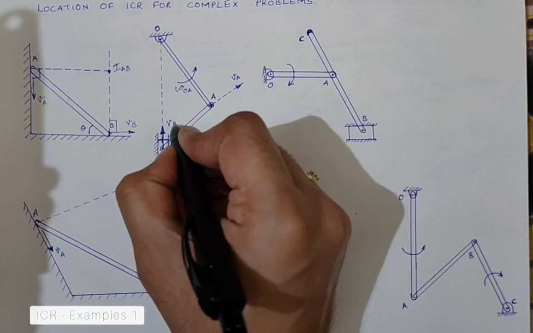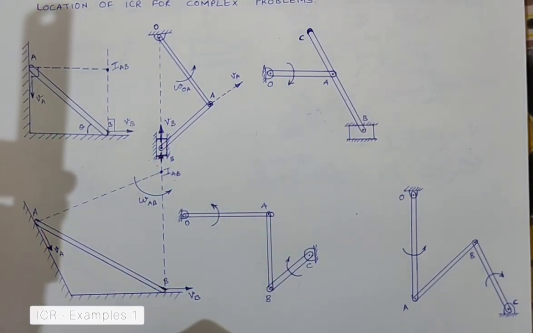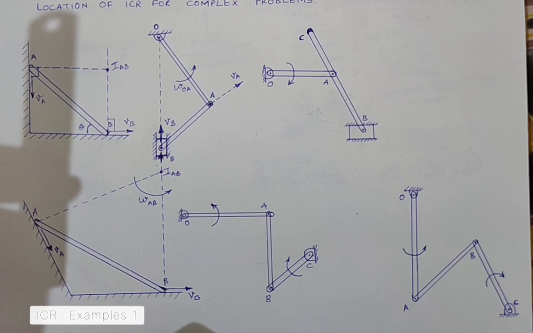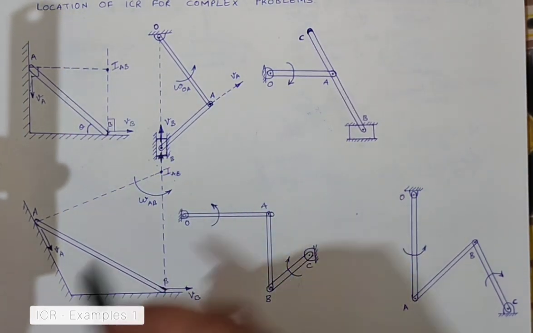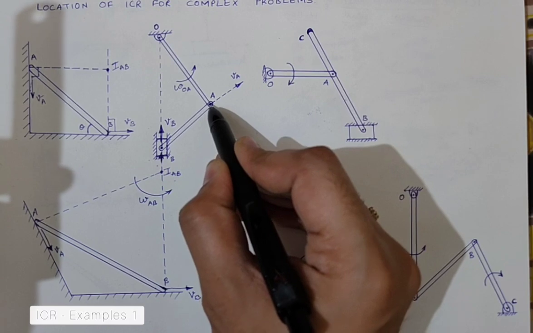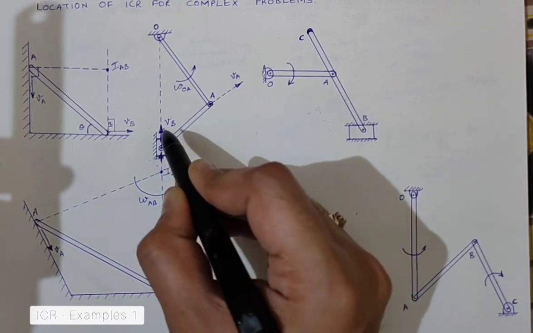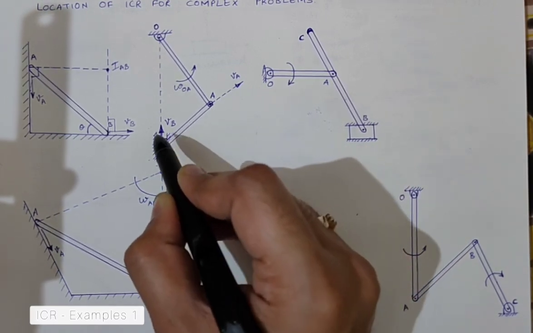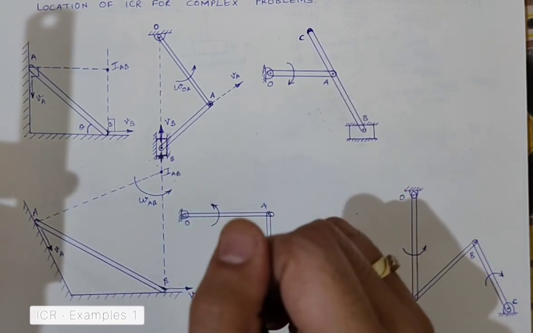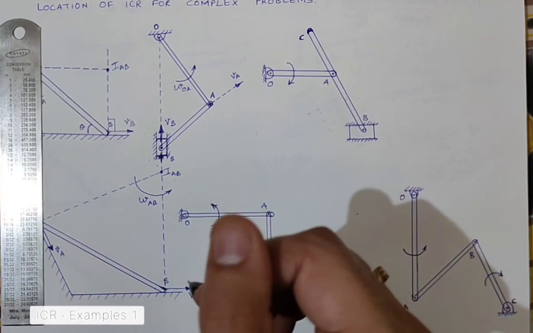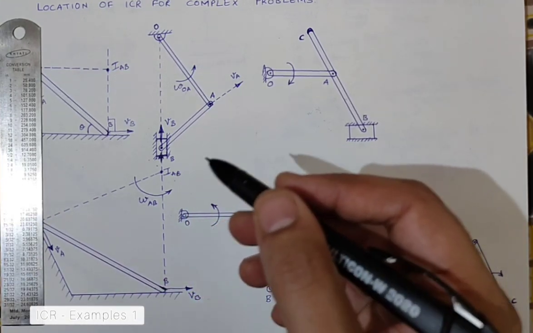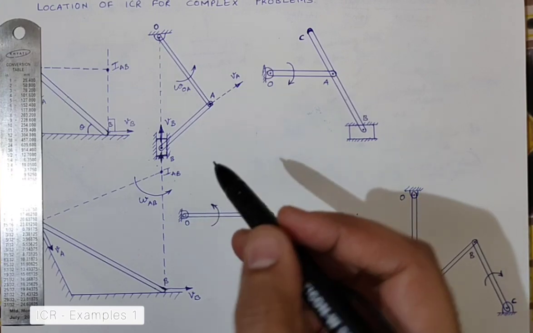So this becomes VB. In this case, people may have a doubt in their mind about how it is possible for us to get the velocities intersecting this time. So we are not going to intersect the velocities over here. We are going to intersect the perpendiculars of these velocities, and that will give us exactly the location of the ICR. Now before we proceed ahead, let us understand a few things which will make the understanding of this concept clear.